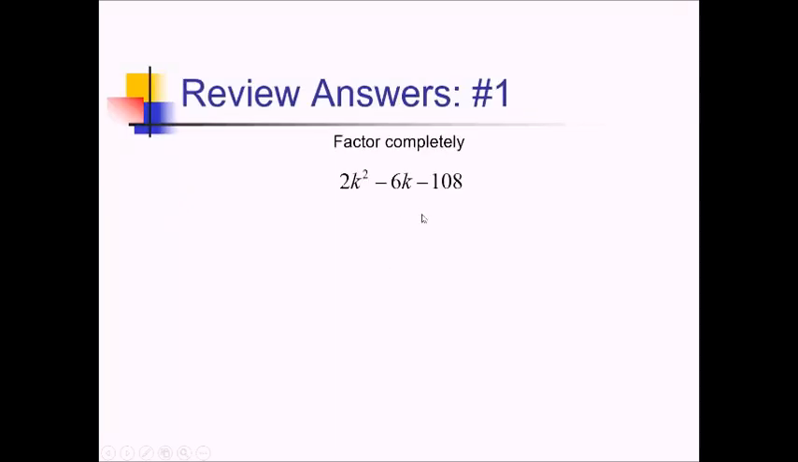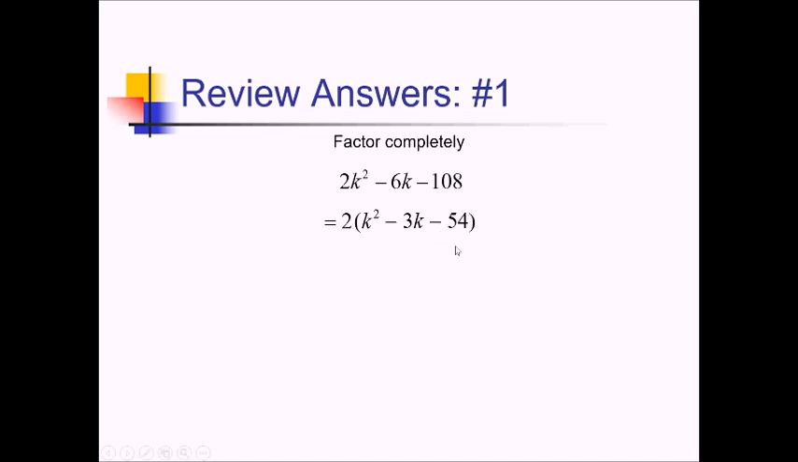For this problem, we're faced with a trinomial that we have to factor that has an a value, a squared coefficient, that is not 1. So in situations like this, the very first thing we should do is to check for common factors. So can I take anything out of all three terms? Well, it looks like 2 is divisible into 2, 6, and 108. So that'll be my first step, is to factor out a 2. And that leaves me with k squared minus 3k minus 54.